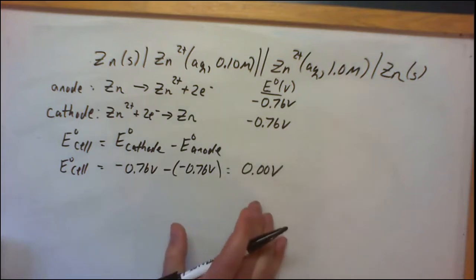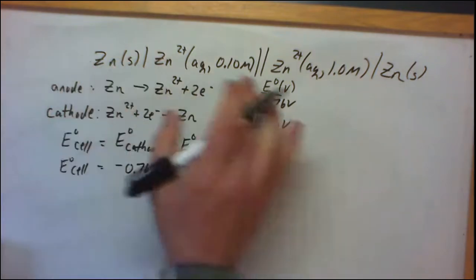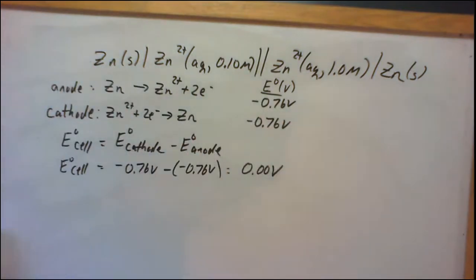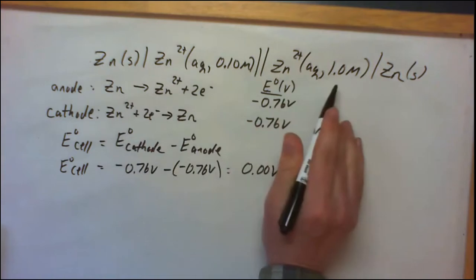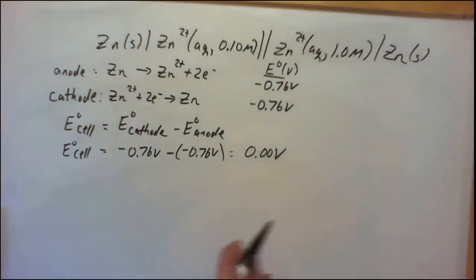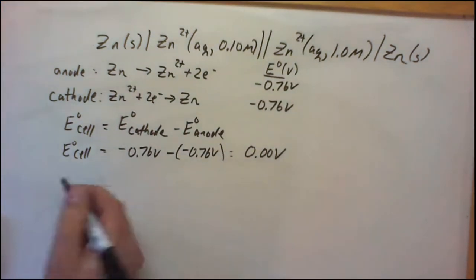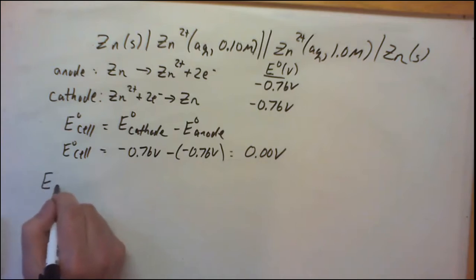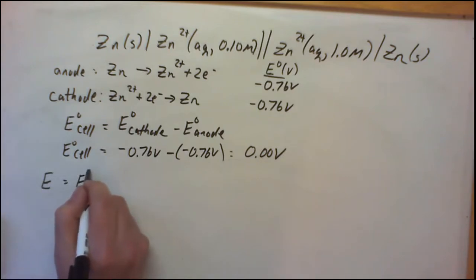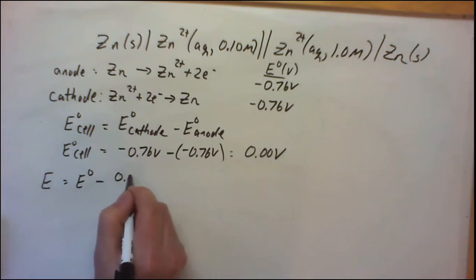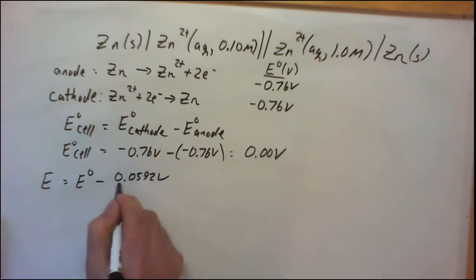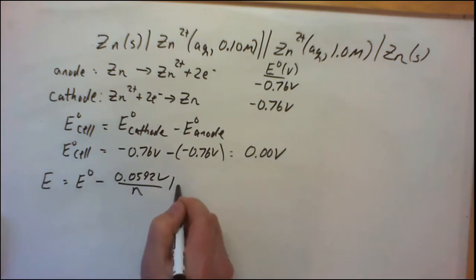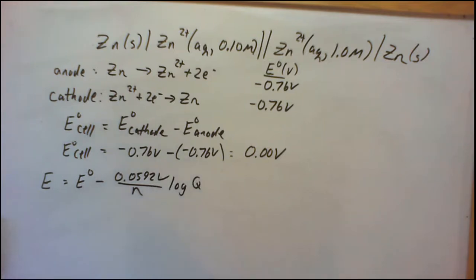So under standard conditions, having the same 2 electrodes, there's no driving force to push electrons away from the anode and toward the cathode. That's under standard conditions. We don't have standard conditions here, so we want to calculate what the cell potential should be under these non-standard conditions. For that, we use our Nernst equation. E is equal to E naught minus 0.0592 volts divided by n, the number of electrons transferred, times the log of Q.